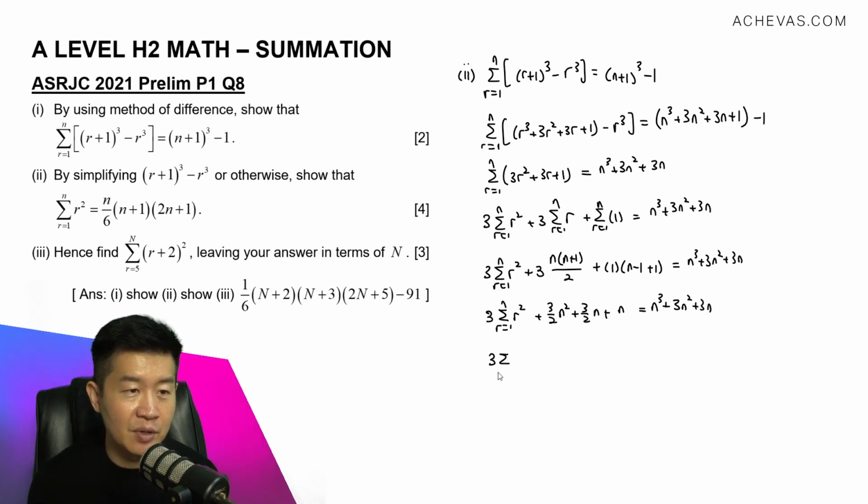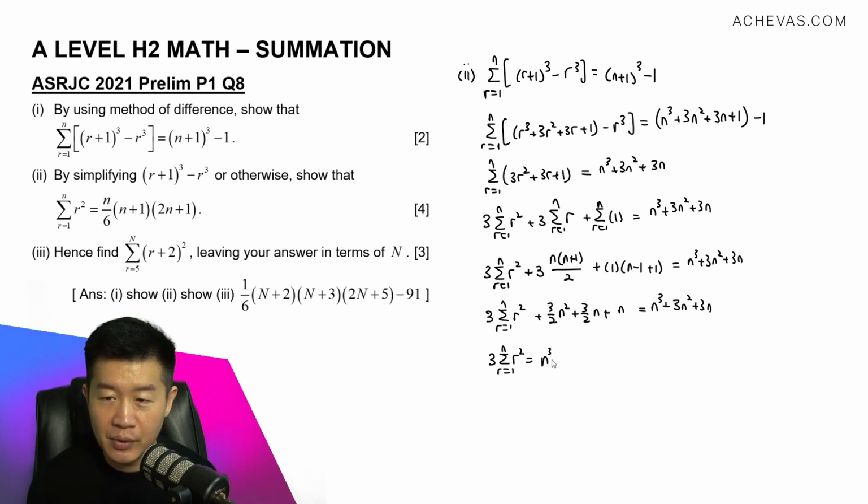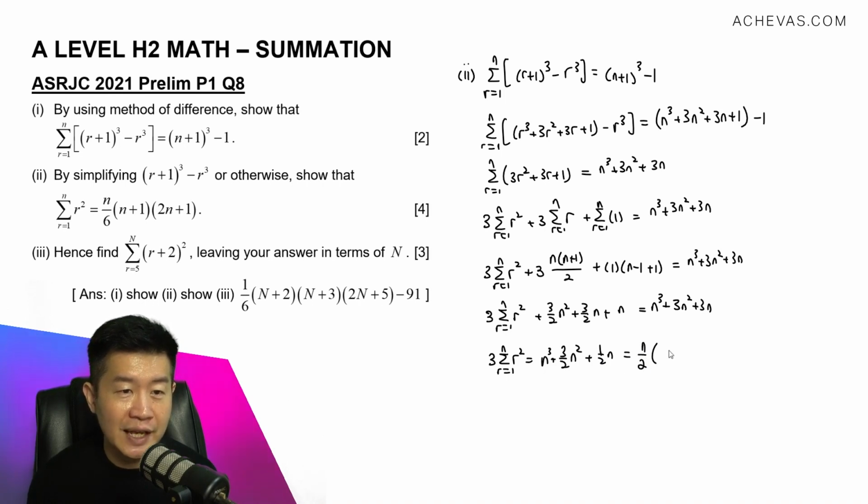This is equal to n to the power of 3 plus 3n squared plus 3n. So we have 3 summation from r is equal to 1 to n of r squared. Bring this entire expression over to the right hand side and simplifying together with what we have on the right hand side, we will have n to the power of 3 plus 3 over 2n squared plus 1 over 2n. So now what I'm going to do is factorize out n over 2, which will then leave me with 2n squared plus 3n plus 1, which we can further factorize. N over 2, factorizing this will give me n plus 1 times 2n plus 1. And now we are really close to what we are trying to show here.